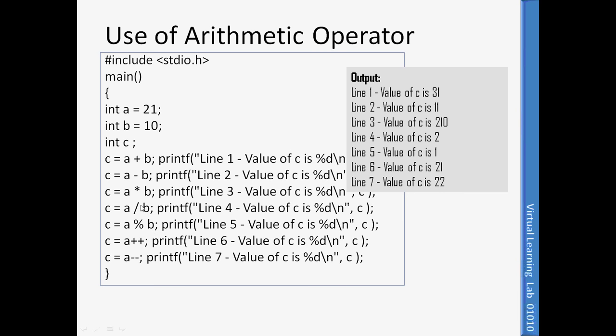In the arithmetic operator example, we include stdio.h, our standard file, then main, int A equal to 21, B is 10, and C is a normal variable. I'm saying C equal to A plus B. It shows 31, because 21 plus 10 is 31. Subsequently, all arithmetic operators are used, and further examples are there. Let's see this practical.